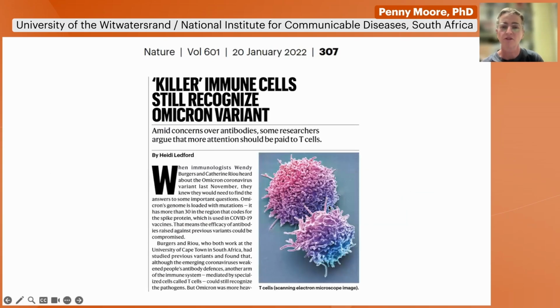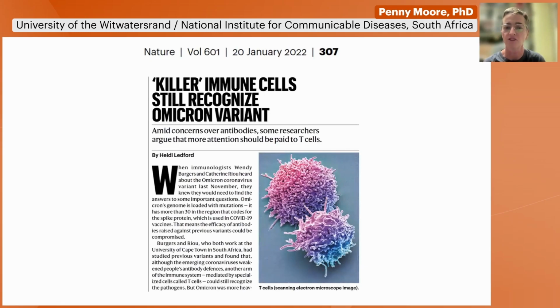In the last couple of slides, I want to point out that antibodies are not everything, despite the fact that I've spent my life studying them, and remind you that the part of the immune system that prevents severe disease and death is likely not antibodies so much as the T cells. This is an old Nature paper commenting on the ability of T cells to recognize the Omicron variant, which had 30 mutations compared to the 60 that we now see.